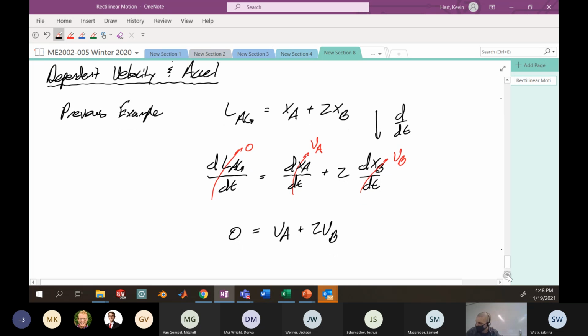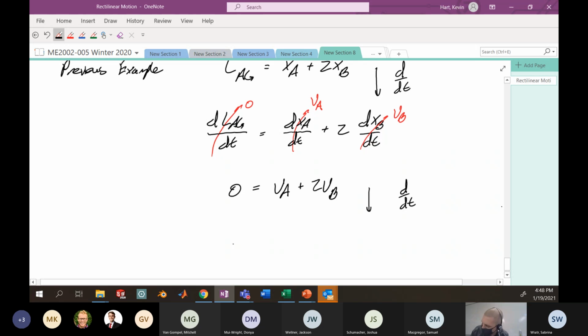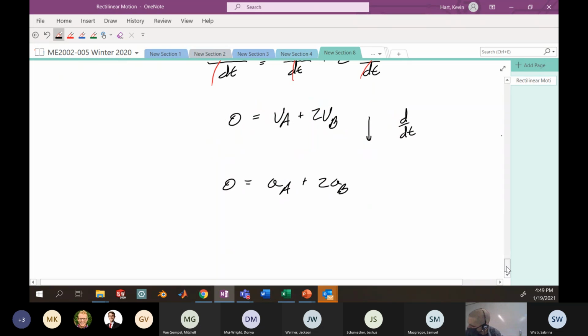And you could even go one step further to get your relationship for acceleration. And that is here, the acceleration of A is 2 times the acceleration of B. This is an example of dependent motion. They're all hooked up on the same rope, on the same wire, right? And this is the general relationship that this one particular problem has, okay? So this is specific to this example.